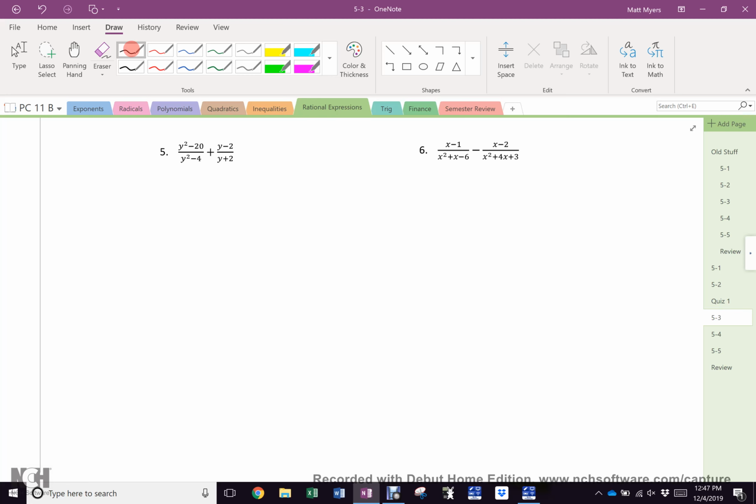It is absolutely what you know how to do every time you see it without even thinking about it. Yes, y squared minus 4 is the difference of squares, so you simplify it.